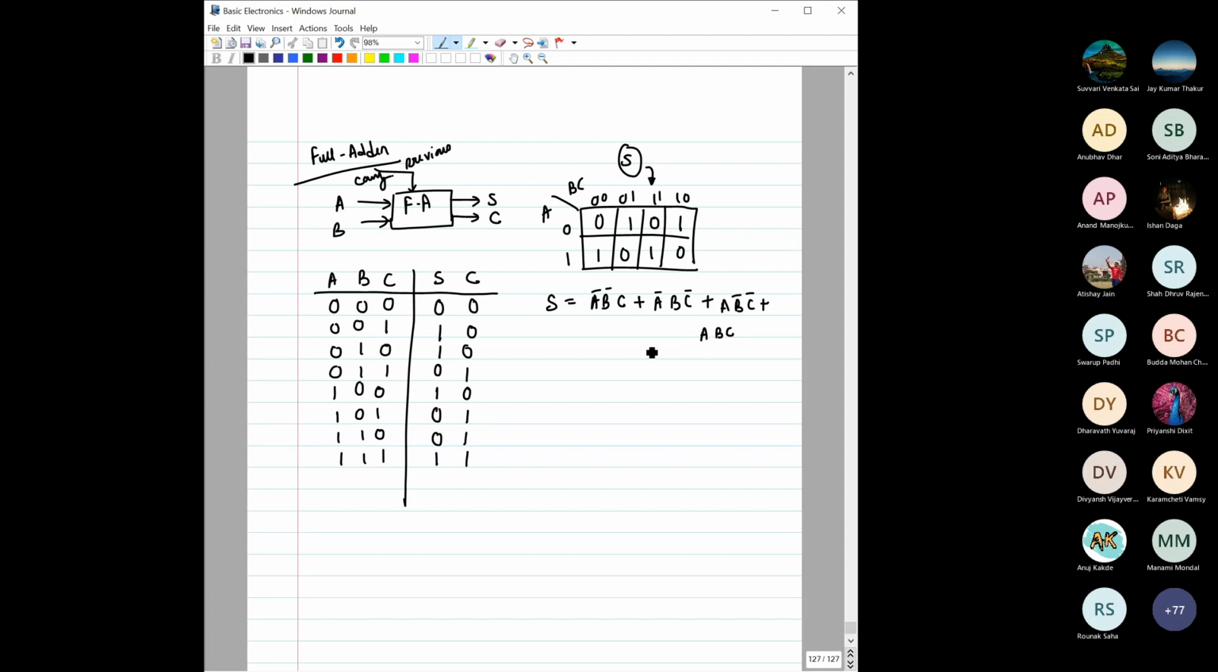What can we do? If you have to make a circuit for this sum, I think you can always do it like this, right? So you can take an AND gate, A bar, B bar, C, right? That will give you this. Then you take this A bar, B, C bar. Sir, are the gates NAND gates? No, this is an AND gate. So here we are using only AND gates because it has not been asked to implement using NAND gates, no?